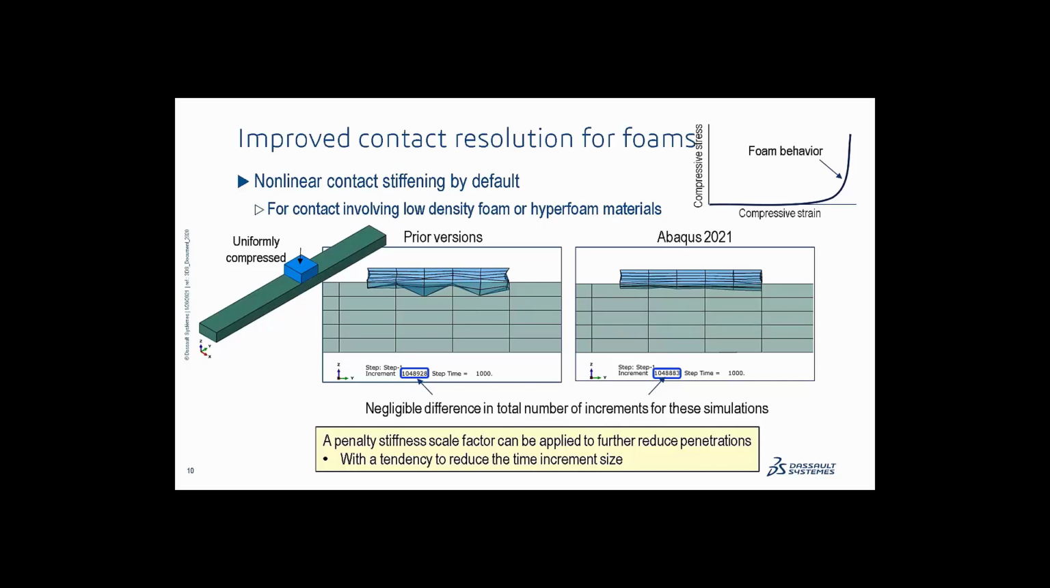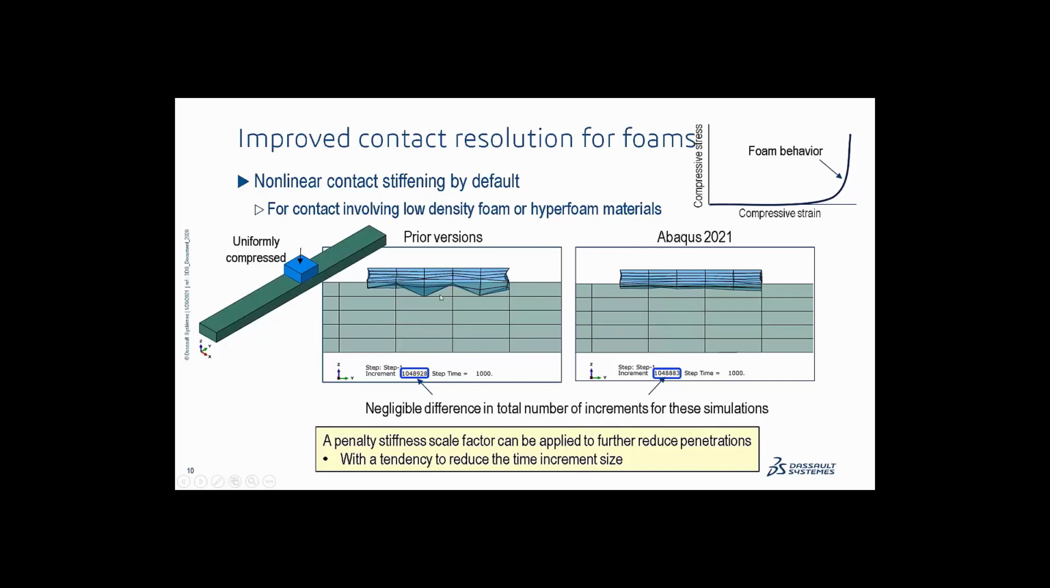So this was an enhancement driven by many customers who have these kinds of workflows, to revisit the contact stiffening, or the way contact penalties are chosen, I should say, to better enforce the contact behavior. So this is just an example. This is a really extreme case because we get well up into this stiffening part of the foam behavior curve, where these problems become most prevalent.